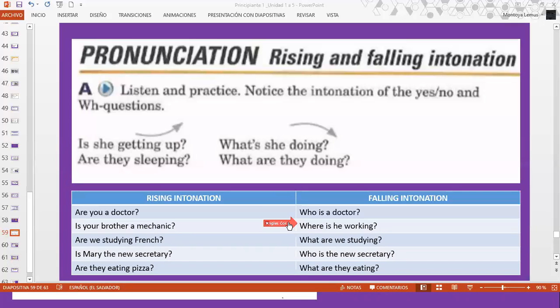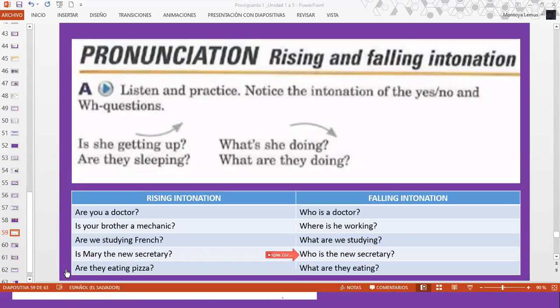Where is she working? Is he working? I'm sorry. Where is he working? Are we studying French? Are we studying French? What are we studying? Is Mary the new secretary? Is Mary the new secretary? Who is the new secretary? Who is the new secretary?